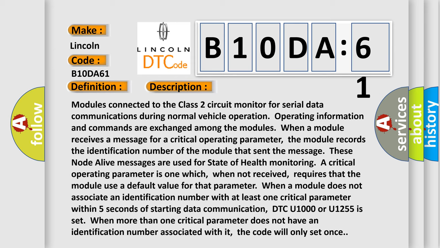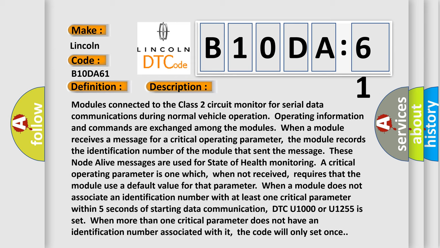A critical operating parameter is one which, when not received, requires that the module use a default value for that parameter. When a module does not associate an identification number with at least one critical parameter within 5 seconds of starting data communication, DTC U1000 or U1255 is set. When more than one critical parameter does not have an identification number associated with it, the code will only set once.